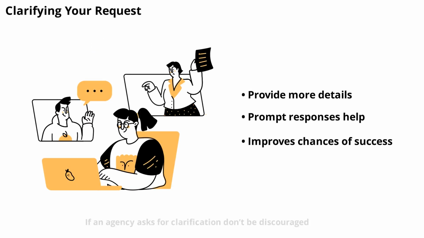If an agency asks for clarification, don't be discouraged. This is a common part of the process and simply means the agency needs more information to locate the records you want. Respond promptly and provide as much detail as possible. Clear communication can speed up the process and increase your chances of getting the information you need.